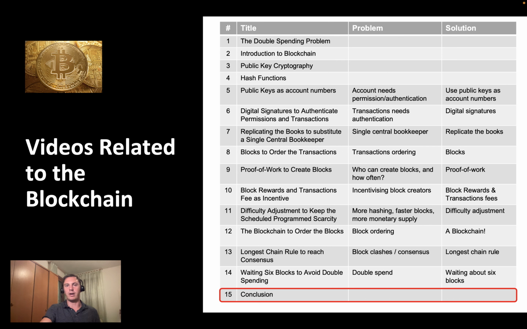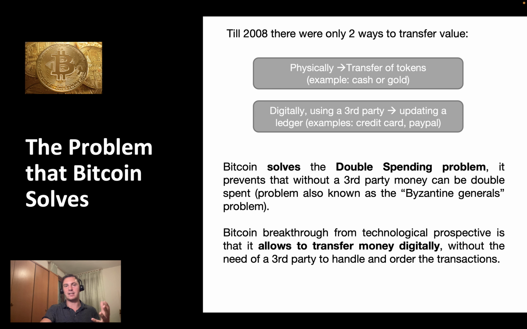And now we are at the conclusion. Let's start with some topics that we referred to in the introduction and in the double spending problem. Till 2008, there were only two ways to transfer value: physically, by transferring tokens like cash or gold, or digitally, but using a third party updating a ledger. Examples are credit card or PayPal. And Bitcoin solves the double spending problem.